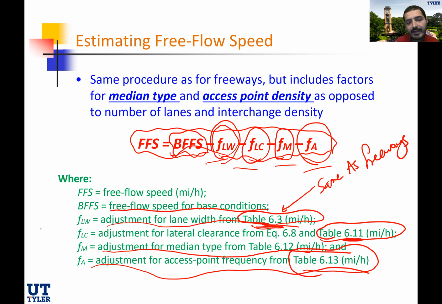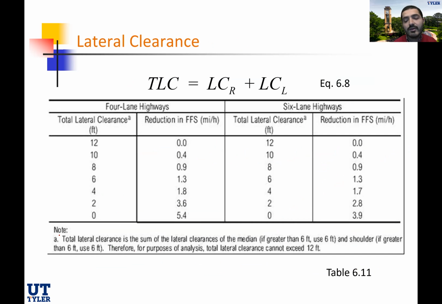Then let's go now to the FLC. FLC is the adjustment factor for lateral clearance, which is a brand new table here. This is only for multi-lane highways. TLC is basically the lateral clearance from the right plus the lateral clearance from the left.